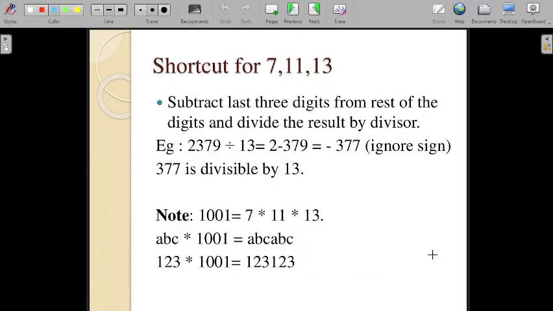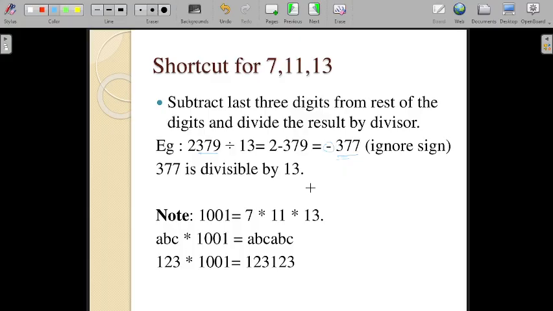Okay, of course I told you, now there is a shortcut for this, it is 7, 11, 13. Simple thing. When we have to check with these numbers, then simply we can subtract the last 3 digits from the rest of the digits and divide the result by the divisor. For example, 2379 is here. So 379 is the last 3 digits. So 2 minus 379 equal to 377. Just ignore this sign. 377 is divisible by 13.